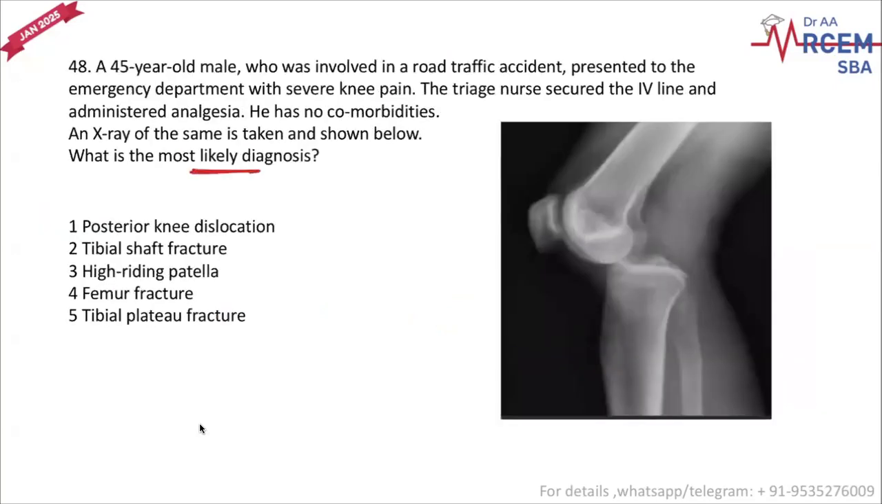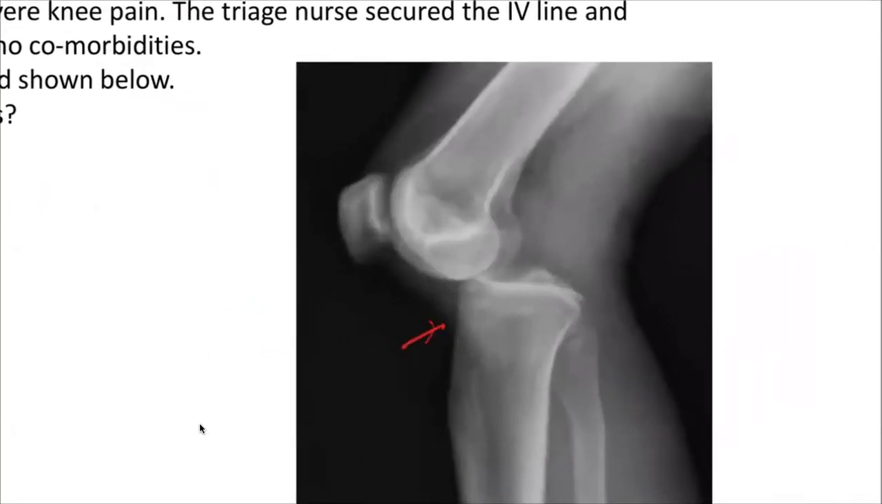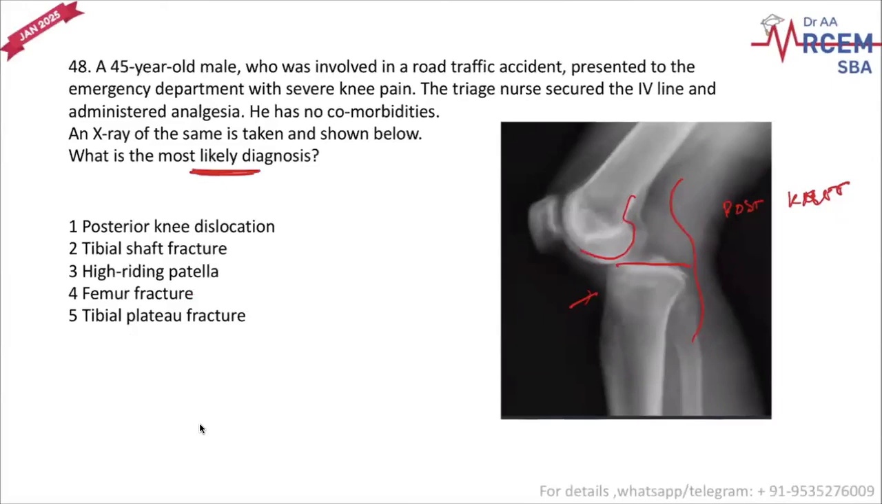They're just asking what the diagnosis is here. In the X-ray, you can see the tibia is moved posteriorly and it is not articulating with the femur, suggestive of a posterior knee dislocation. Close to it, there is the popliteal artery, which can get injured. They're just asking the diagnosis. So the diagnosis is posterior knee dislocation.